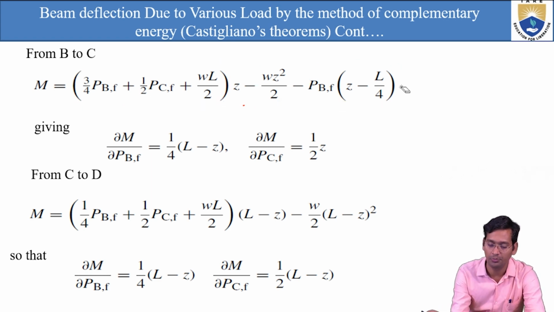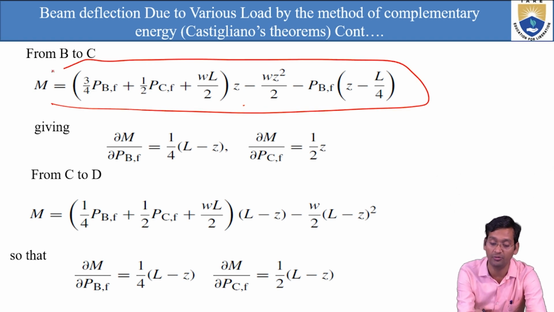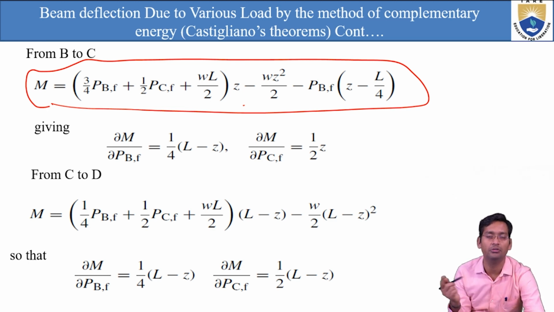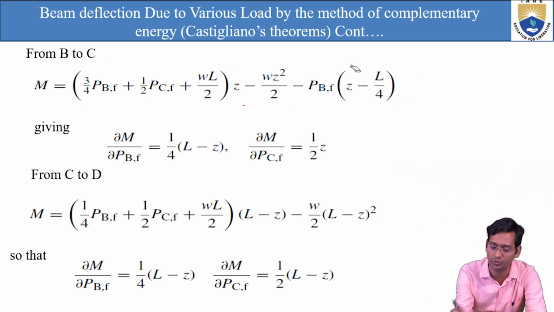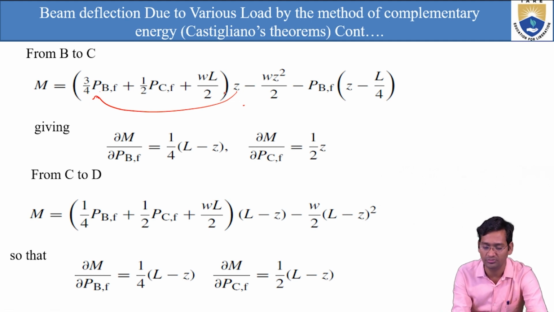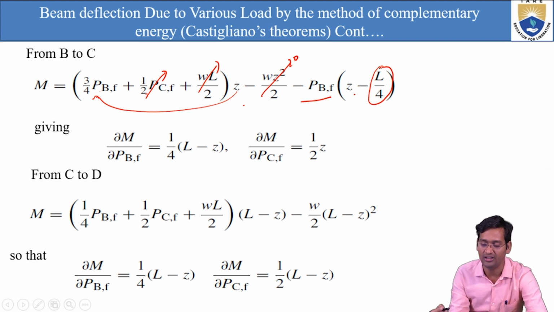So this is for PVF and PCF, like this is a moment equation. Again, for moment we have to replace this one for B to C. Again in the similar way, differentiate with respect to PVF, substituting delta B, and differentiate with respect to PCF, substituting delta C. After differentiating with respect to PVF, delta M by PVF becomes 3 by 4, multiplying with this Z. So 3 by 4 PVF becomes 1, so 3 by 4 Z. Then half PCF, PCF is constant so 0, WL by 2 is also constant so 0. WZ square by 2 is constant, 0, but here PVF is there, so PVF Z, and this L by 4 will be there also, so Z minus L by 4.